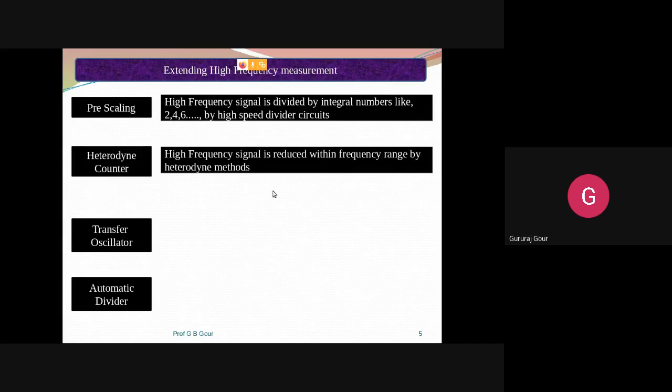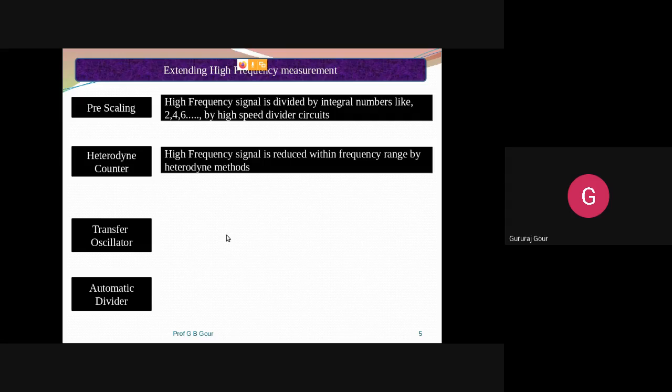So there we are mixing the high frequency carrier signal with the low frequency modulating signal. Thereby, the output signal we get is a mixed one, reduced in frequency range.